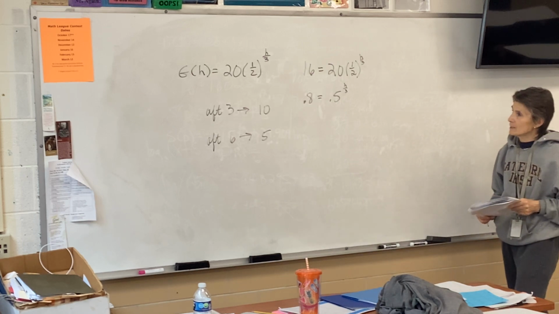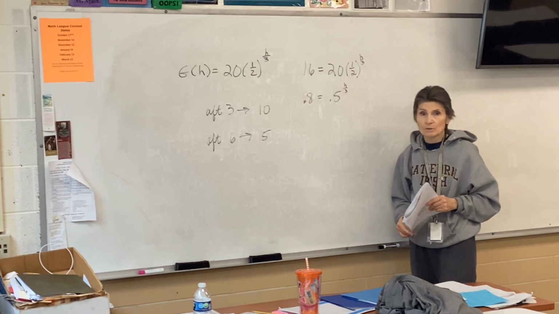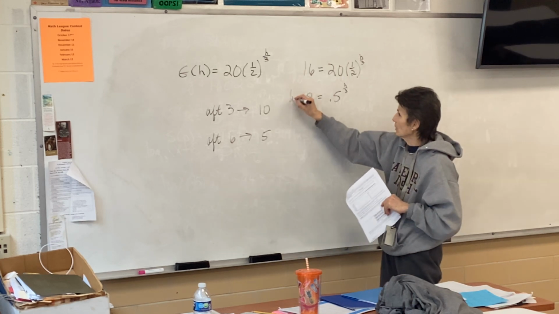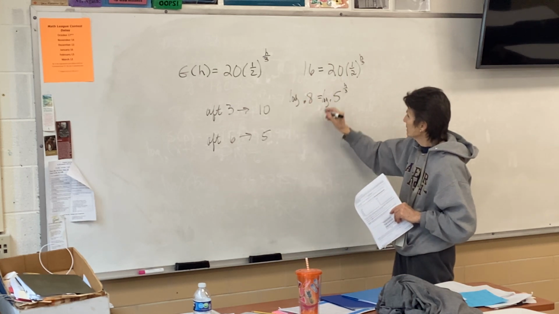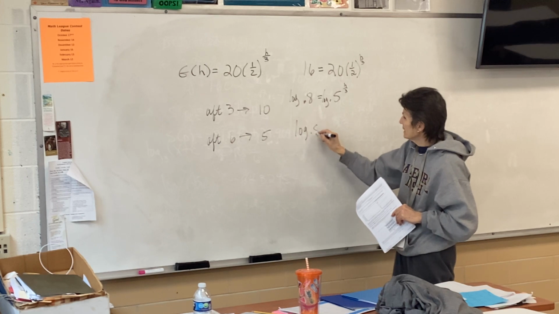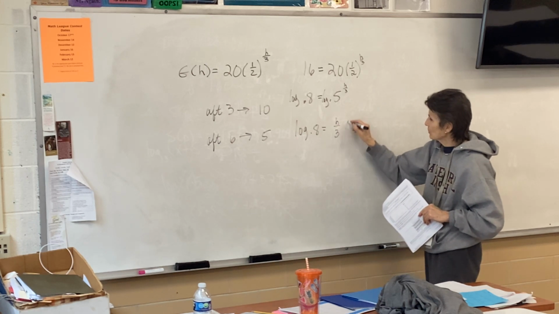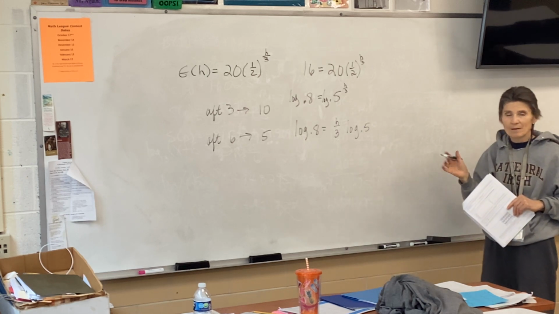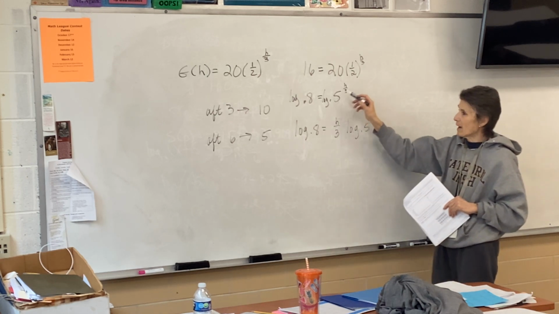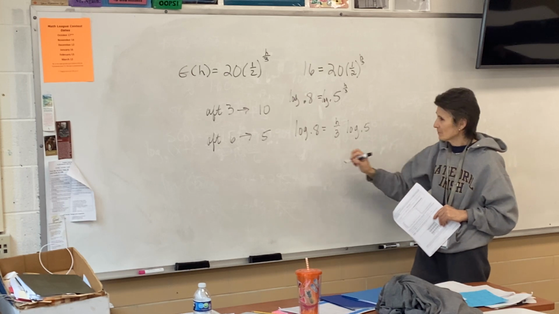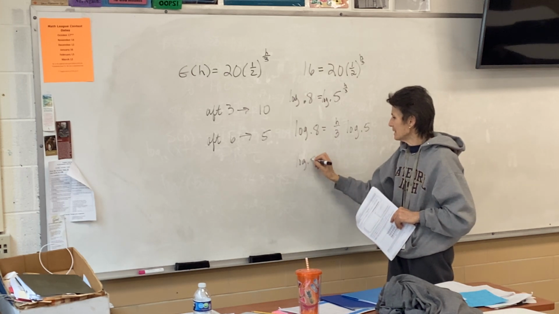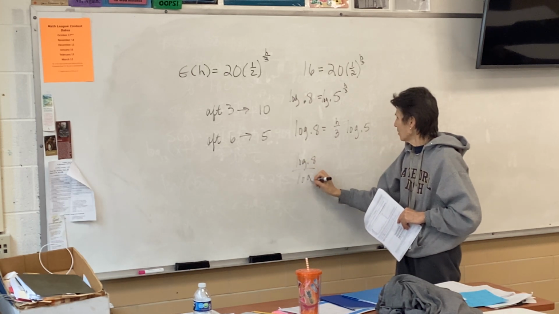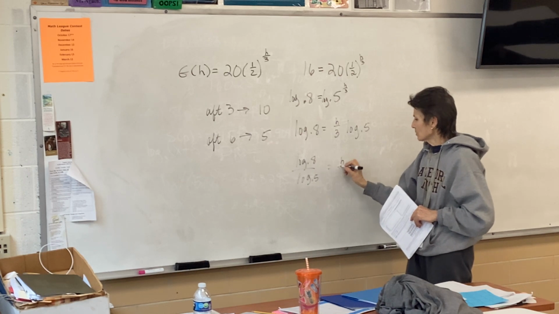Obviously, I'm going to need logarithms, so I don't care. You can ln, you can log, do whatever you want. I'm just going to log. So log 0.8 equals h over 3 log 0.5. Now, nothing cancels here, but you do pull the power out in front. So log 0.8 divided by log 0.5 equals h over 3.